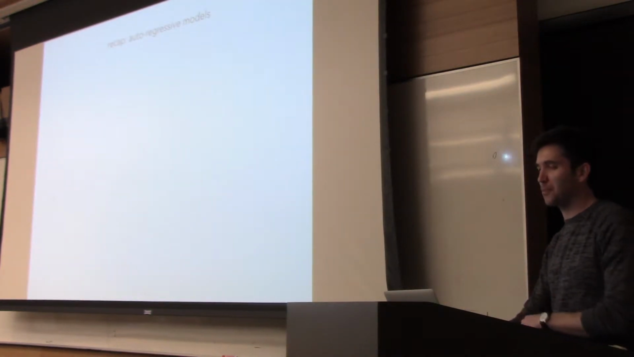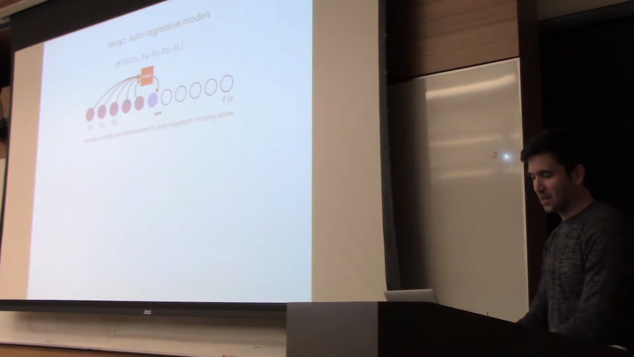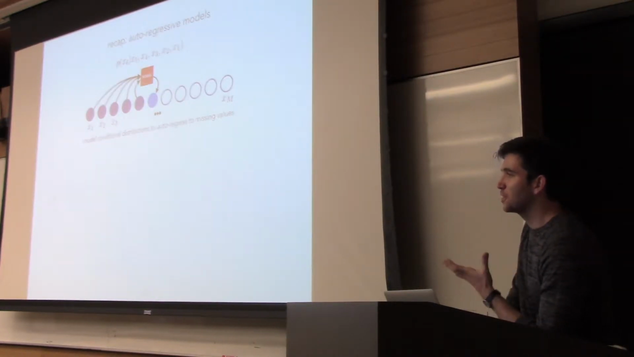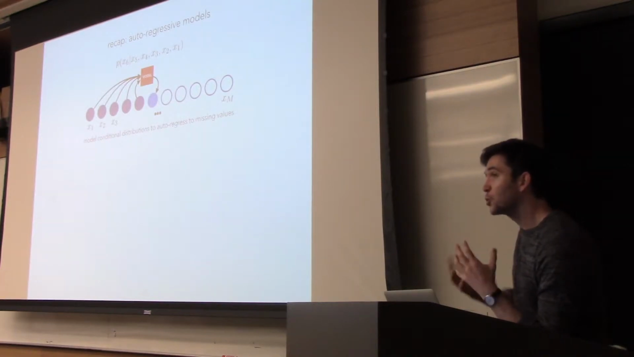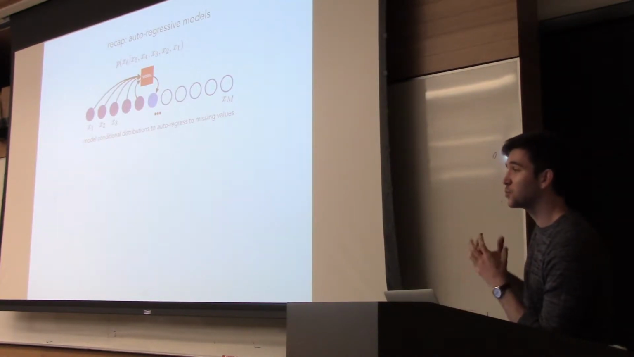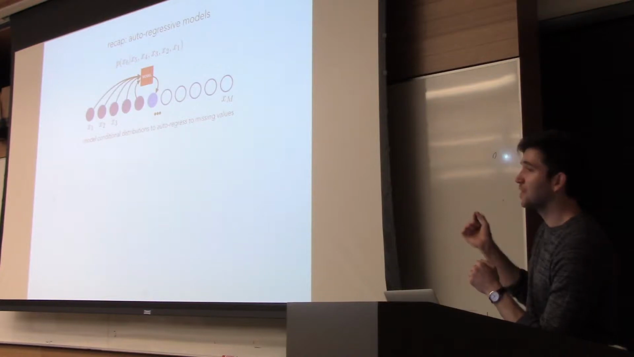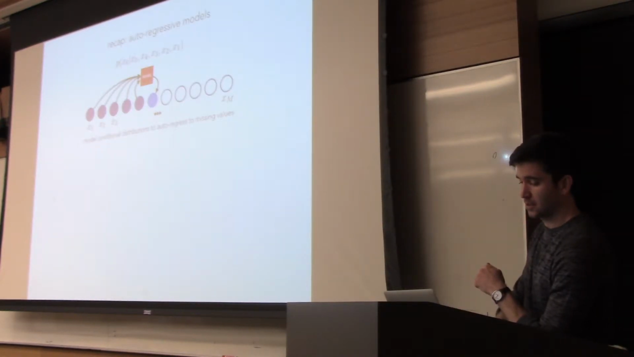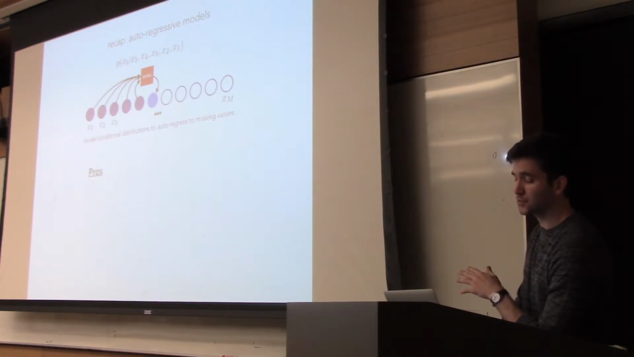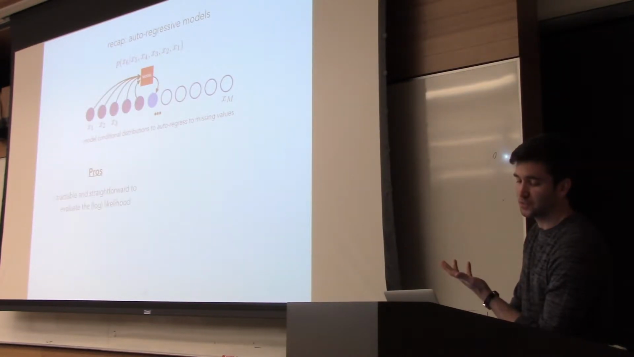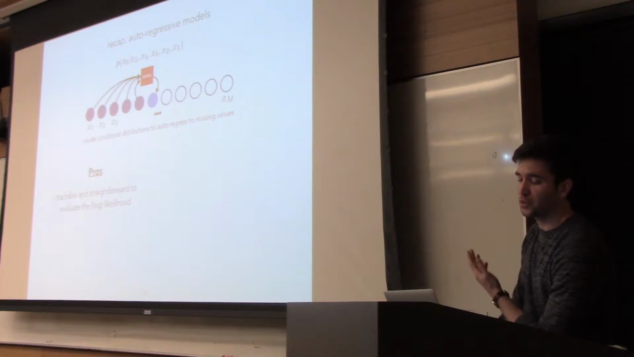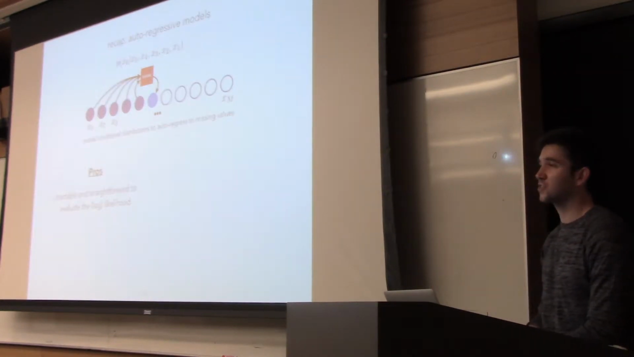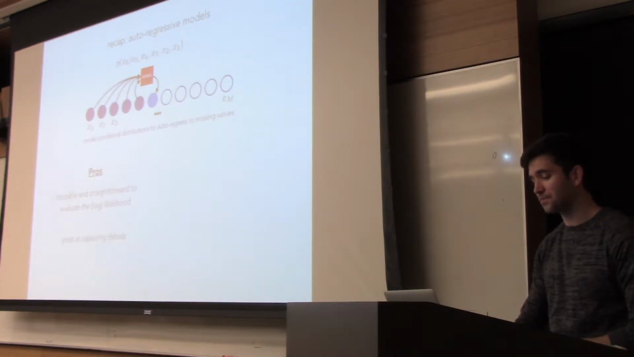So let's recap autoregressive models real quickly. In this case, again, we take some input, and remember the ordering is actually arbitrary here, so you have to impose this ordering. And based on that input, you try to calculate this conditional probability distribution. So we're autoregressing to these missing values. So what are the pros of doing this? Well, it's really tractable and straightforward to evaluate the log likelihood here. Everything's observed, so we can just calculate these things in closed form.